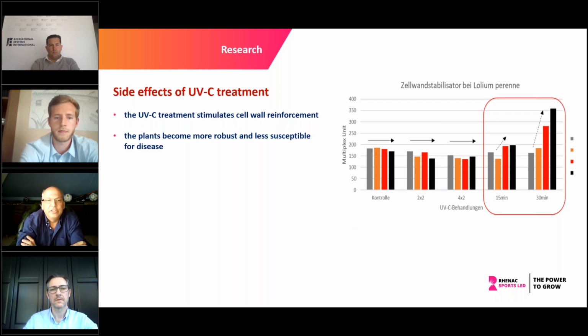Another side effect is that it stimulates cell wall reinforcement. So you create stronger cell walls, which is helpful. It's a stronger plant. It's not as easy for a fungus or any other disease to penetrate, and you create a healthier sward. And this has been tested in the lab.